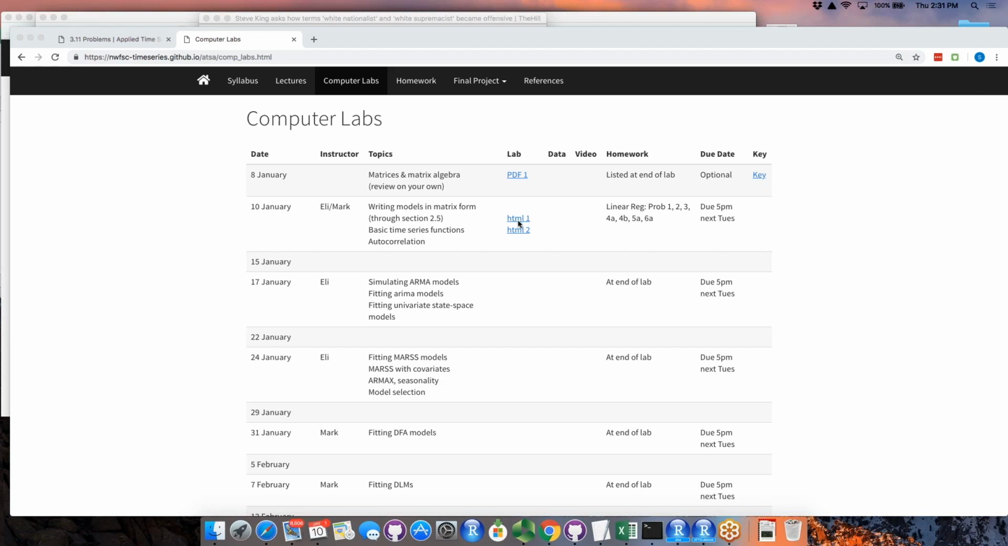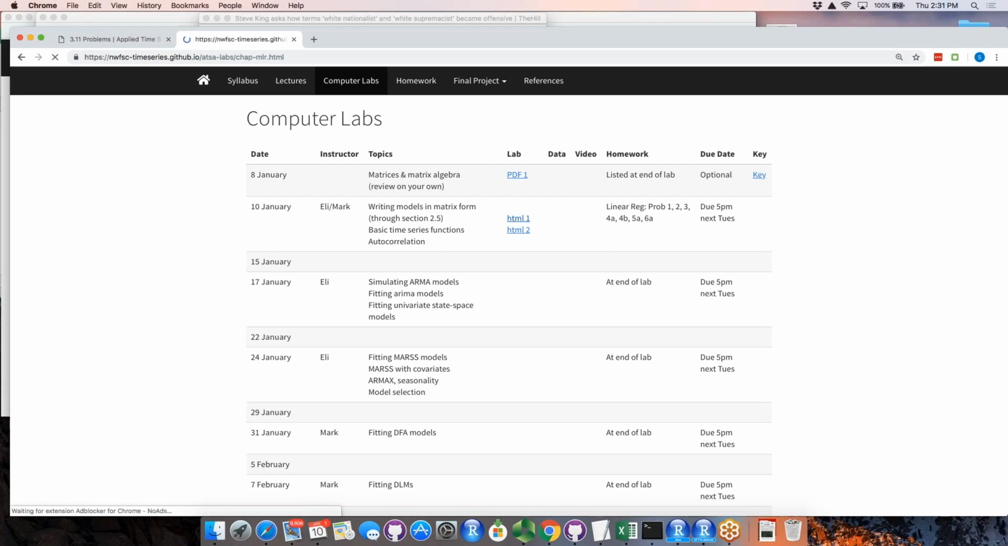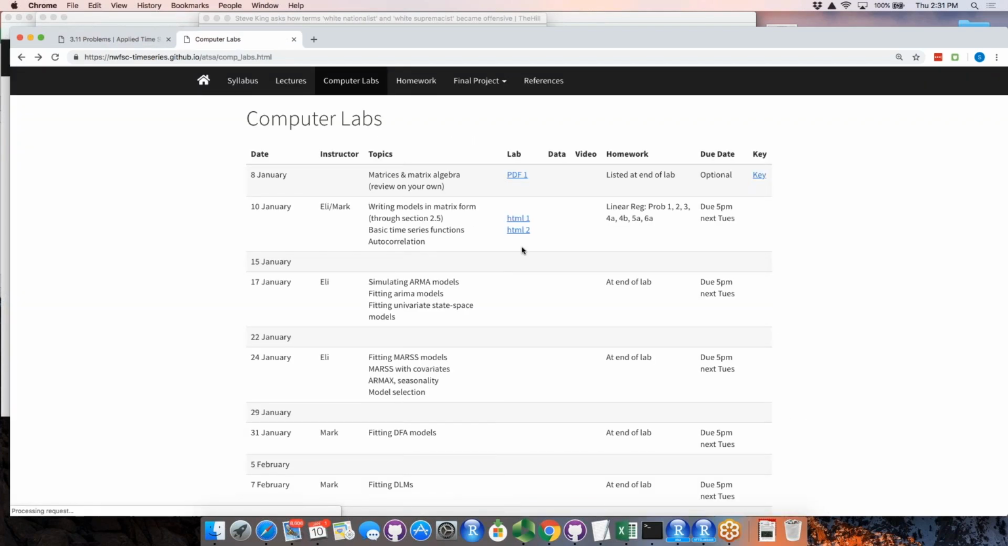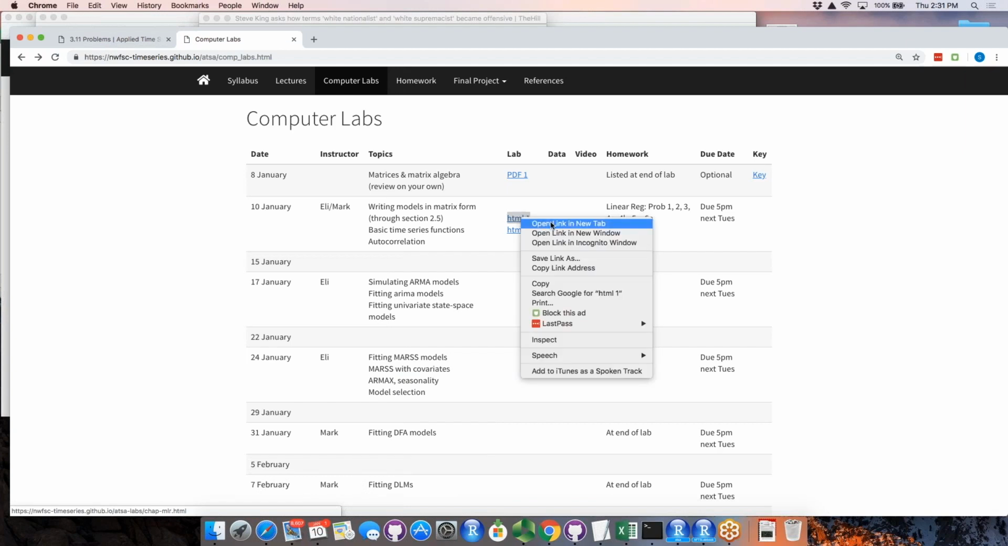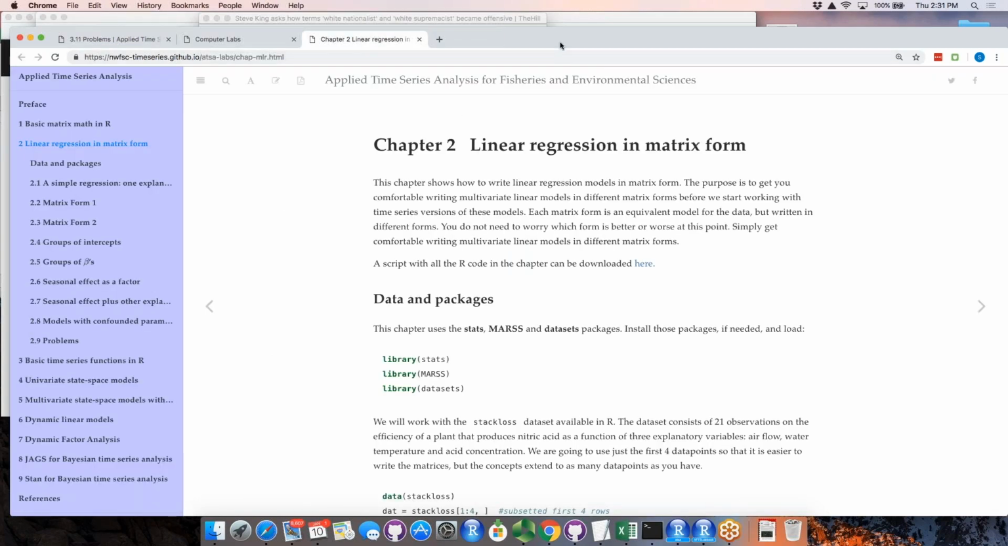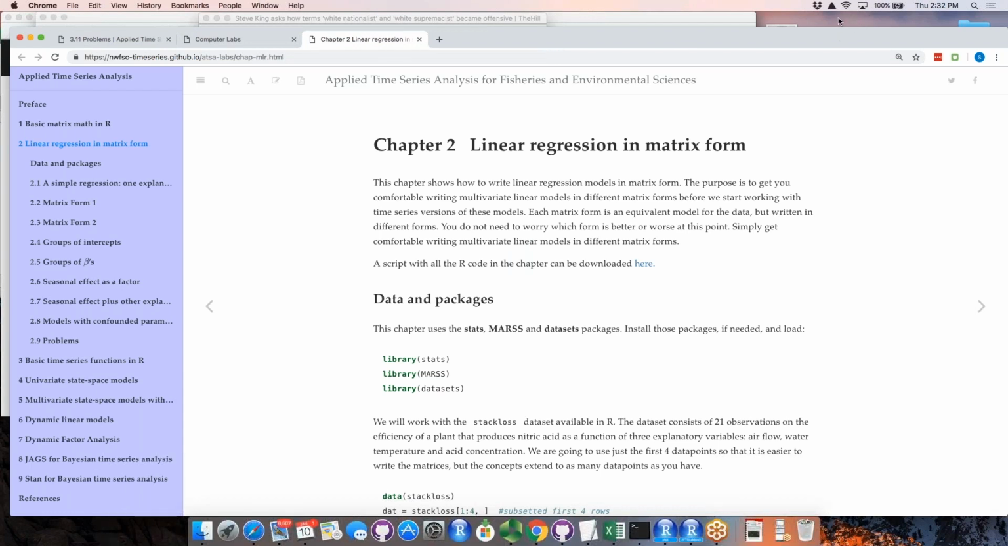First one we're going to go through, hopefully you can get there. Yeah, okay. So if you click on, open this up in a new tab. Click on this HTML1. This takes you to this lab here.